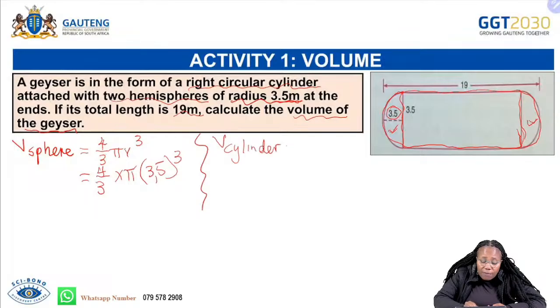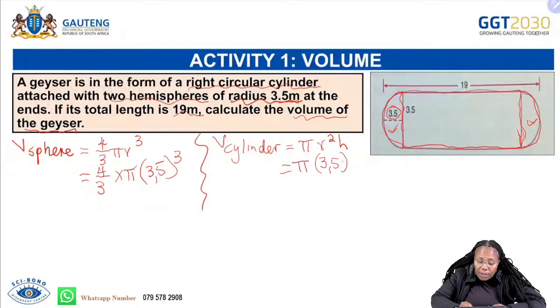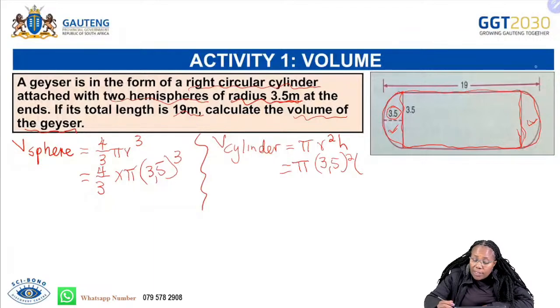And then now you also need to look at the volume of the cylinder. To calculate the volume of a cylinder, remember we are depending on pi r squared h. And then this is pi. What is the radius? 3,5 squared. Now we have a challenge with the height, because this height is for the whole cylinder, including the spheres. And to calculate the volume of the cylinder, we need the height of that cylinder.